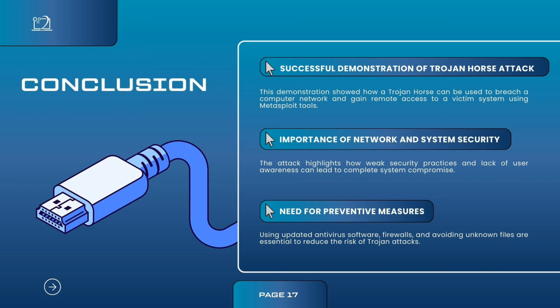Conclusion: this lab demonstrates how a Trojan can create a reverse connection that tools like Metasploit handle, giving insight into real attacker workflows. Security lessons: weak practices, running unknown files, outdated defenses, and poor network segmentation create easy openings. Preventive measures: harden endpoints with updated AV or EDR, enforce least privilege, segment the network, monitor outbound connections, and educate users to avoid suspicious files. Regularly test in authorized labs to validate your defenses.